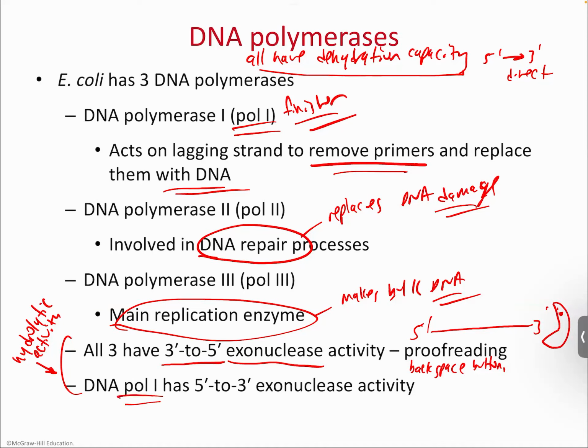Pol1 is the only one that has 5' to 3' exonuclease activity, so it can chew up in both directions. If you have a 5' versus a 3', it's got a Pac-Man, an exonuclease, on this end and on this end. So this is your backspace, but this here would be like your overstrike. It can gobble you up going front or back, and that just makes it easier to remove those primers either way.